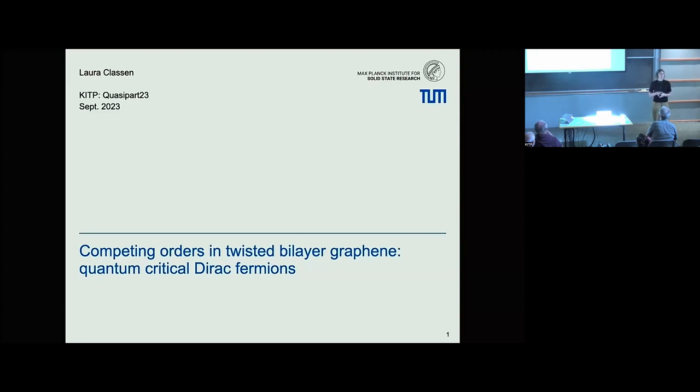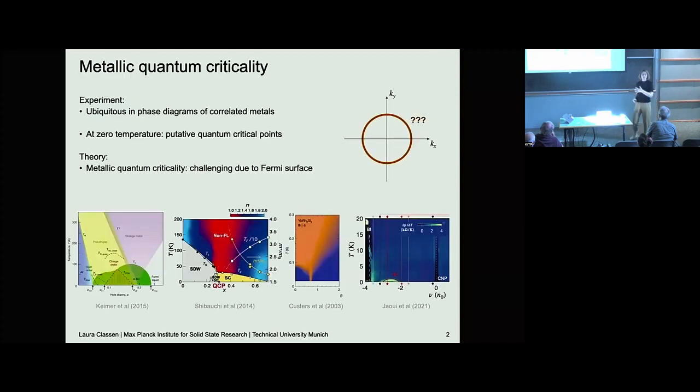I want to talk about competing orders in twisted bilayer graphene, and more specifically, I added something to the title. I want to talk about twisted bilayer graphene at charge neutrality and what this might have to do with quantum critical Dirac fermions.